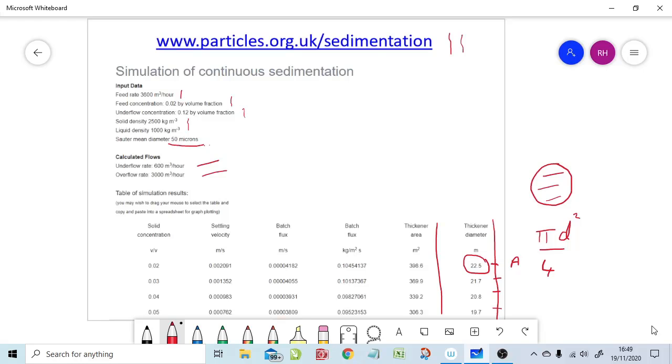So that is the basis behind how we now do the simulation on the website for continuous hindered settling, now using the permeability expression due to Happel and Brenner, as well as the Coe-Clevenger approach to continuous thickener area.